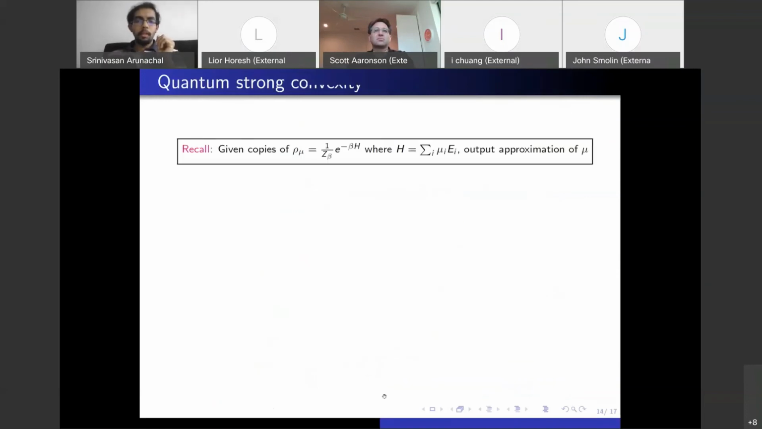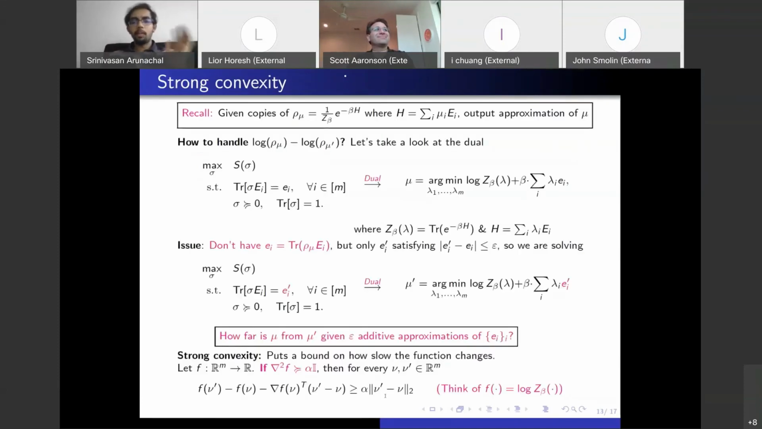Right, so this is the problem. What we have done so far is reduce the problem of, given copies of a Gibbs state, approximating mu. We said you could have solved this primal optimization problem, but unfortunately you only have approximate values with errors, and because of these errors you can't do much. So what you do is look at the dual. Once you look at the dual, and if you can show that the objective of the dual is strongly convex, you are in some sort of good shape.